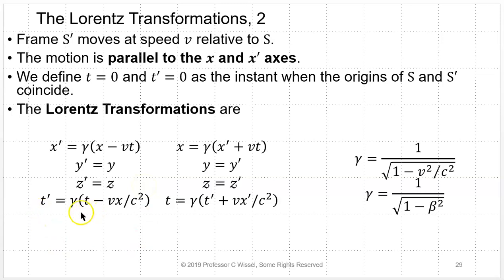t prime equals gamma times the quantity t minus vx divided by c squared. Going the other way, we can say that x equals gamma times the quantity x prime plus vt prime, and again, y equals y prime and z equals z prime. t equals gamma times the quantity t prime plus vx prime divided by c squared. And of course, gamma equals 1 over the square root of the quantity 1 minus beta squared as before.